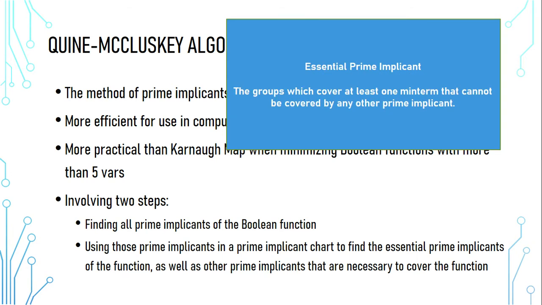Essential prime implicants. These are groups of minterms which cover at least one minterm that cannot be covered by any other prime implicant.